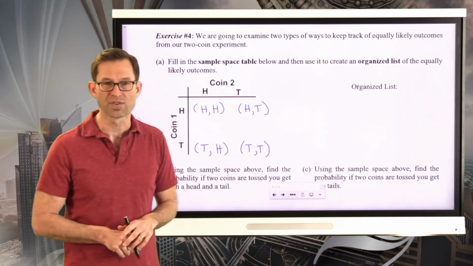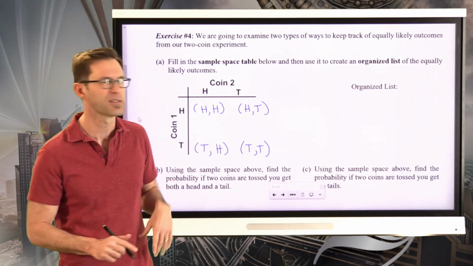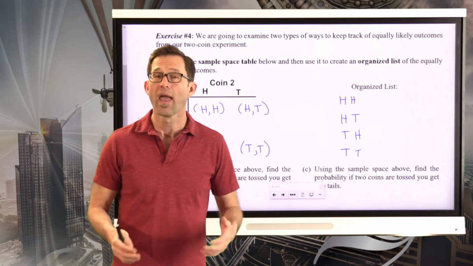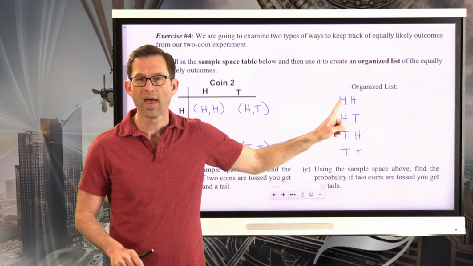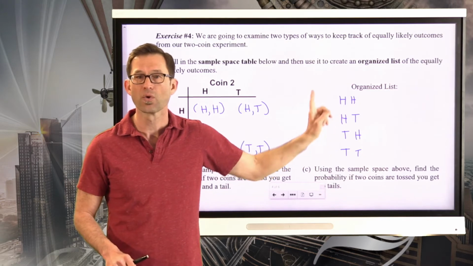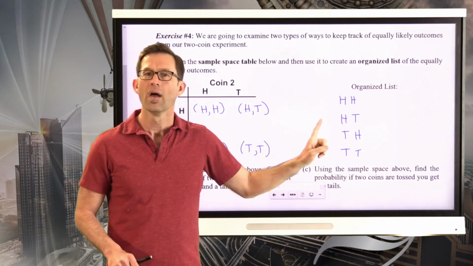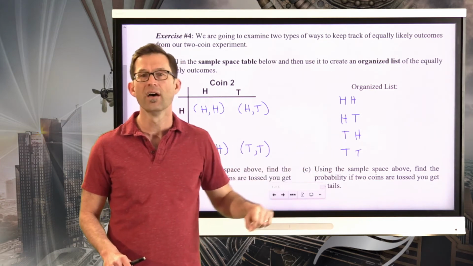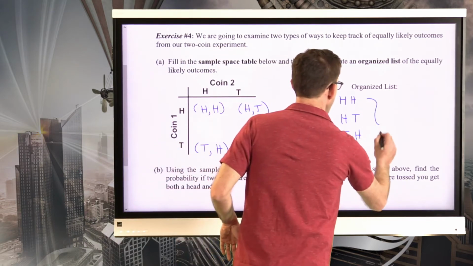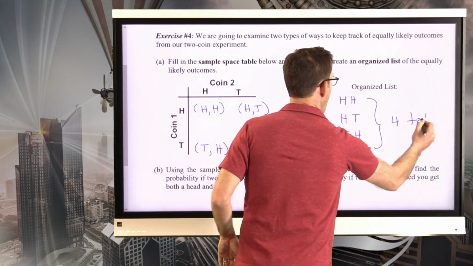Now an organized list, right? An organized list would then be maybe taking something like this and saying, well, I could get a head and a head. Or I could get a head and a tail. Or I could get a tail and a head. Or I could get a tail and a tail, right? Those are the things that can happen. And what I'm really doing is I'm saying, well, if I got a head on the first coin, then what could I get on the second coin? Well, I could get a head. If I get a head on the first coin, what could I get on the second coin? Could get a tail. If I got a tail on the first coin, I could get a head on the second. And if I got a tail on the first, I could get a tail on the second. Either way, right, we have 4 total outcomes.